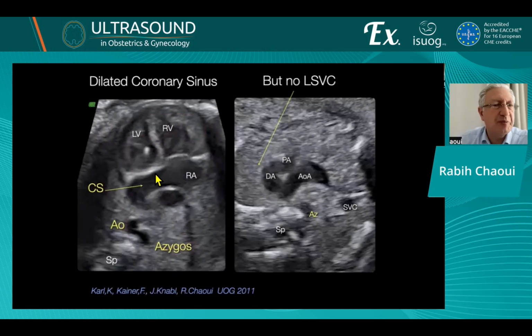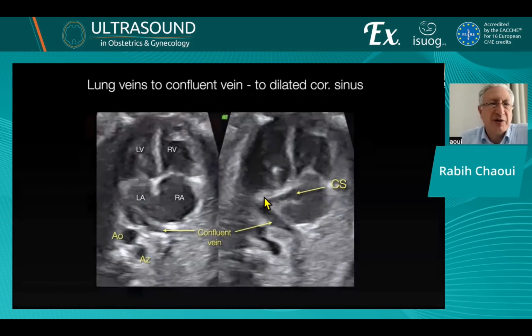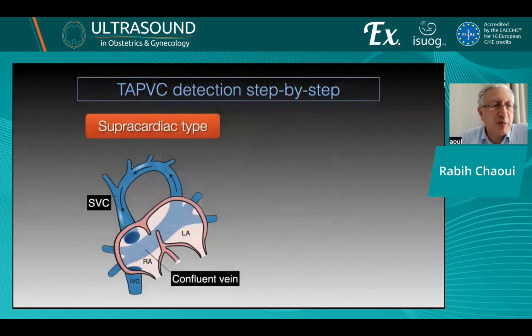And we assumed, oh, it could be another reason for the dilation. For instance, it can be the lung veins draining there. And so going back to the four-chamber view, we saw that there is a confluent vein here behind the heart draining into the coronary sinus. You remember I told you the presence of an azygos vein may be a hint for abnormal lung veins. And this is here also, coronary sinus dilation along with the confluent vein in a cardiac type of abnormal lung vein drainage. We move to the next one, which is the supracardiac type.